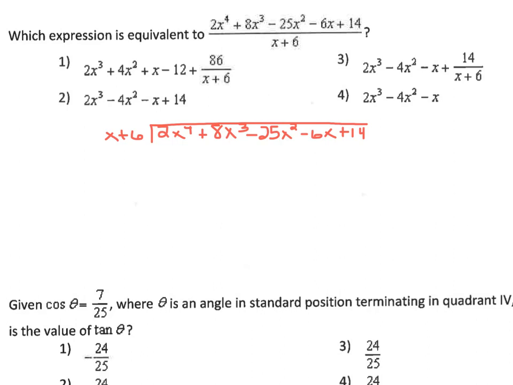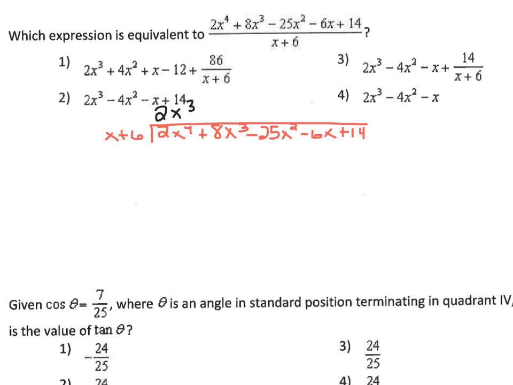So here we're going to do long division. With long division, we want to take the numerator and divide it by the denominator. The numerator goes under the division bar, and the denominator goes on the outside. You want to say, what can I multiply x by to give me 2x to the fourth? We can multiply that by 2x cubed.